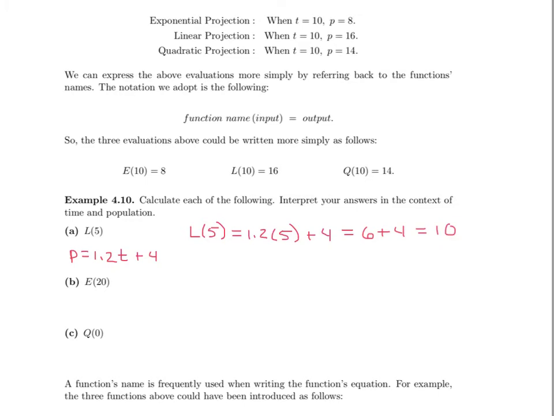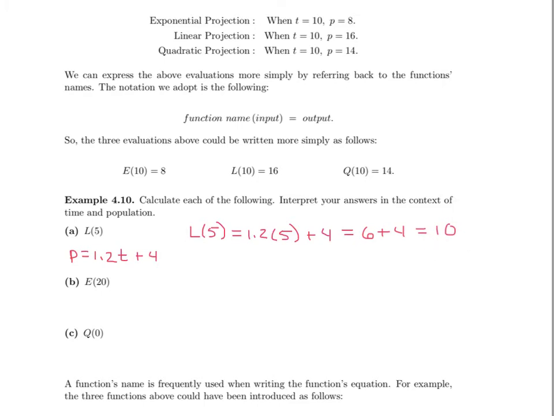Let's interpret this in the context of time and population. T is 5. In other words, we're talking about 5 years out. So in 5 years, this function predicts the size of the population to be 10,000 individuals.